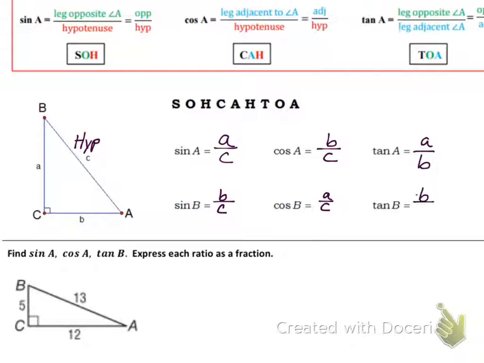A over A. None of them are A over A. Oh, you said B. Okay, yeah. Maybe I said A over A. Maybe I did. Who knows? Who knows what I say most of the time?